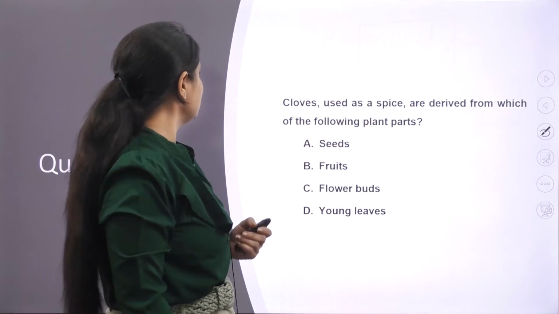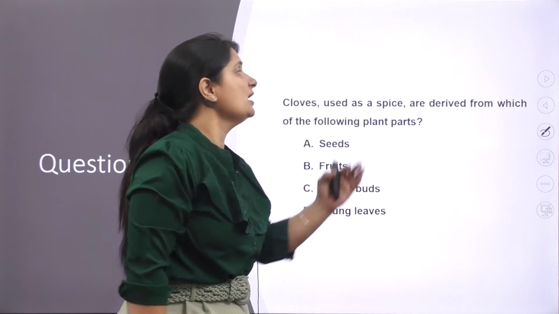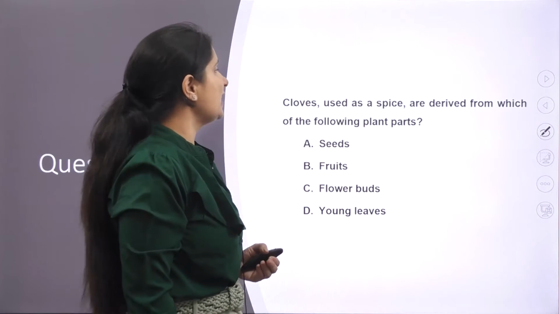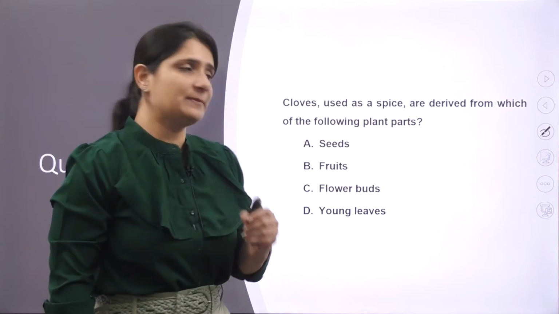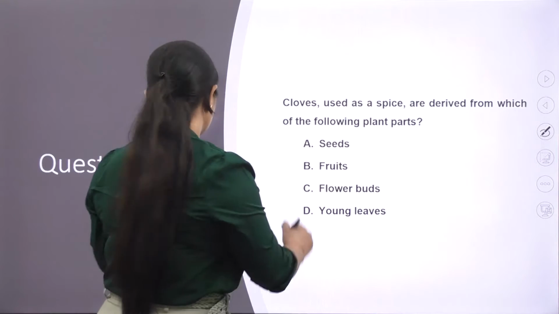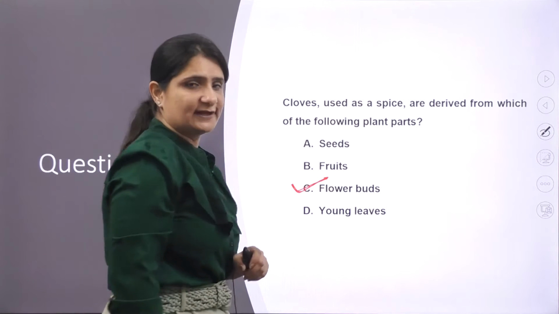So let's move on to the second question. Cloves used as spice, जो हम use करते हैं, long जिसे हम बोलते हैं, are derived from which of the following plant parts? So remember, cloves are basically flower buds. So option C is the right answer. So these are the modifications, right?